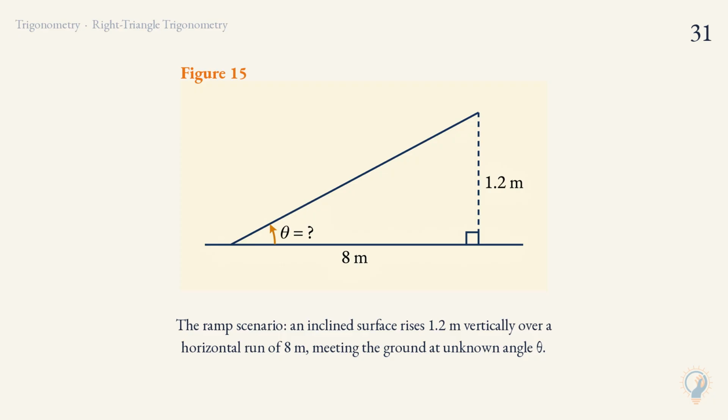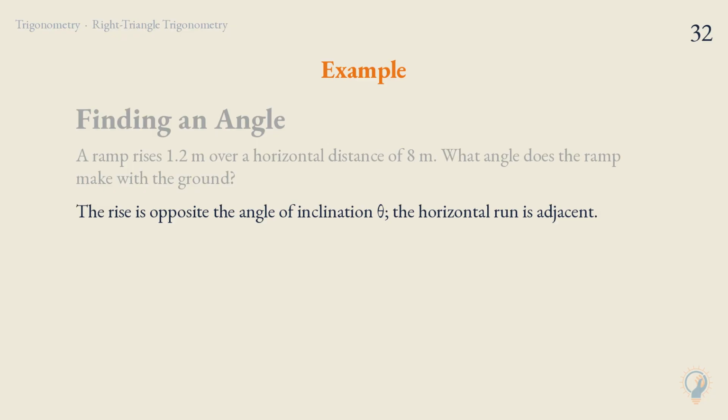An inclined surface rises 1.2 meters vertically over a horizontal run of 8 meters, meeting the ground at unknown angle theta. The rise is opposite the angle of inclination theta. The horizontal run is adjacent. So the tangent of theta equals 1.2 over 8, which equals 0.15.